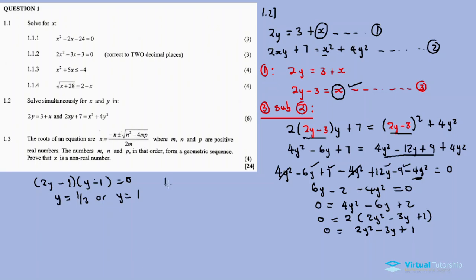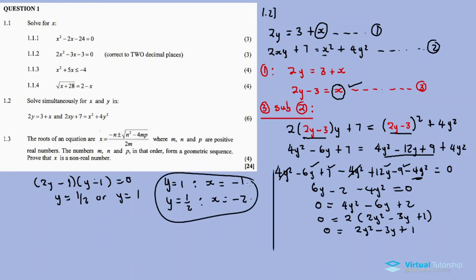So now, having substituted y equal to 1, the x value will be equal to 2 times 1 minus 3, which is negative 1. Now, having substituted y equal to 1 over 2, the x value is equal to 2 times half, which is 1 minus 3, which is negative 2. So therefore these are the solutions for our simultaneous equations.